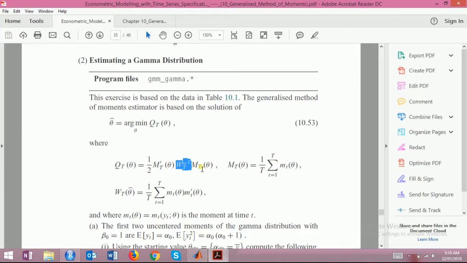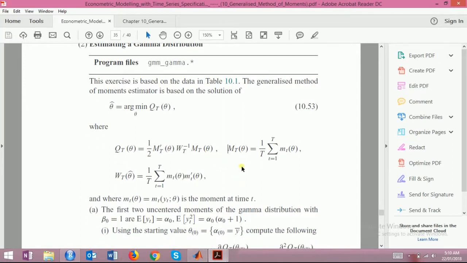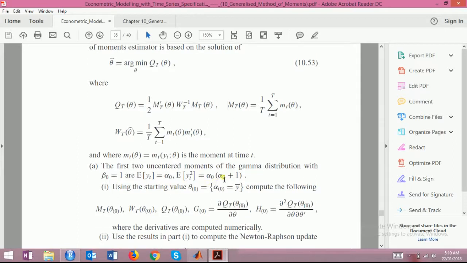Now, which is also a squared matrix, a squared variance covariance matrix. So Wt is an n by n positive definite weighting matrix that determines how each moment is weighted in estimation. Positive definite. By positive definite we mean the diagonal elements multiplied are greater than or equal to the non-diagonal elements multiplied, and it is symmetric when the non-diagonal elements are equal to each other.